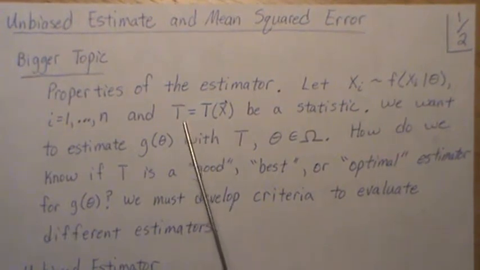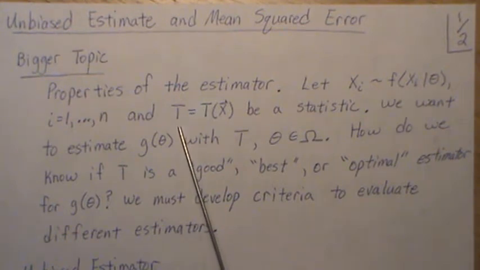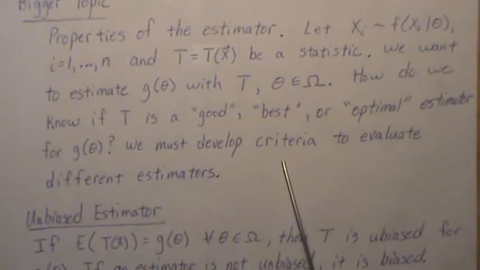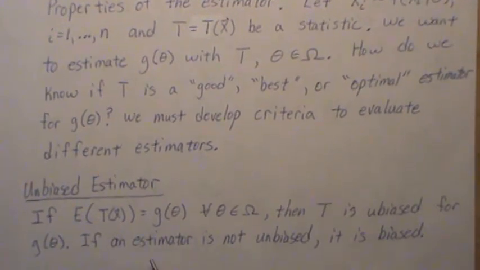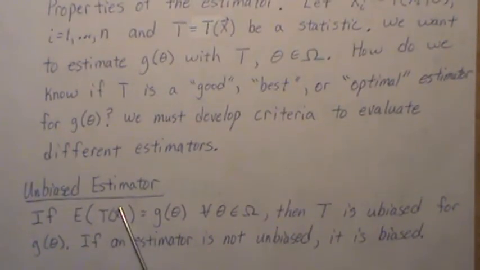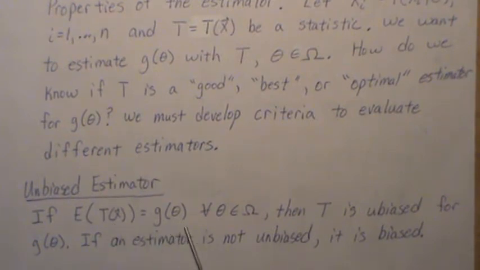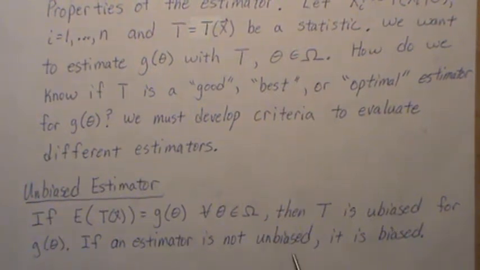So if our statistic T is a random variable, it has a distribution associated with it. And if it has a distribution associated with it, we can calculate the mean, we can calculate the variance, we can calculate the median of this random variable T, etc. And that's what we're going to delve into now. So first let's define unbiased estimator. If the average value of our test statistic is equal to g of theta, what we're trying to estimate, then T is unbiased for g of theta. And if an estimator is not unbiased, then it's biased.